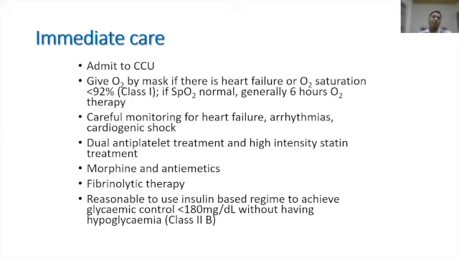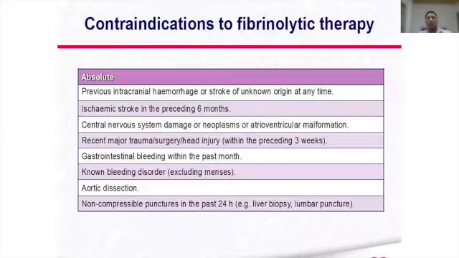So this is what happened to that patient: admitted to CCU, oxygen if there's a low saturation, monitoring for heart failures, arrhythmia, shocks, dual antiplatelet treatment, high-intensity statin, morphine, antiemetics, fibrinolytic therapy. And if there's hyperglycemia, you may target less than 180 milligram per deciliter, but you should make sure the patient is not developing hypoglycemia during your management. This is for medical students.